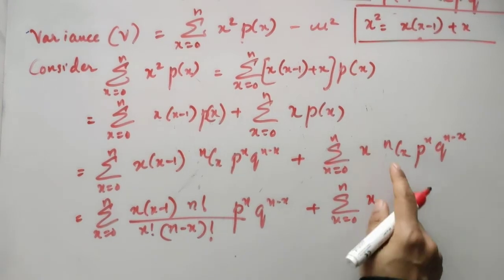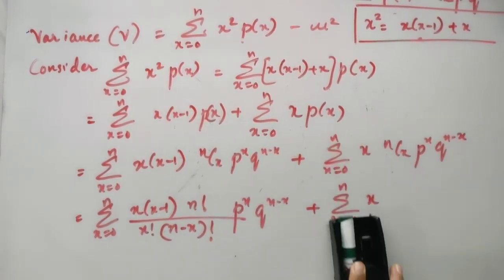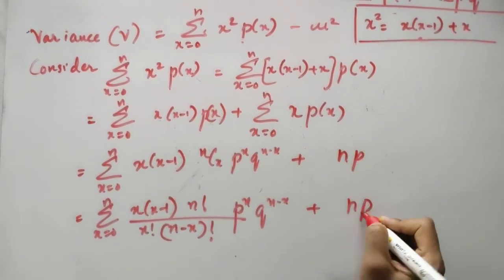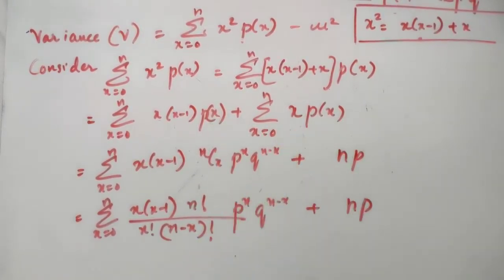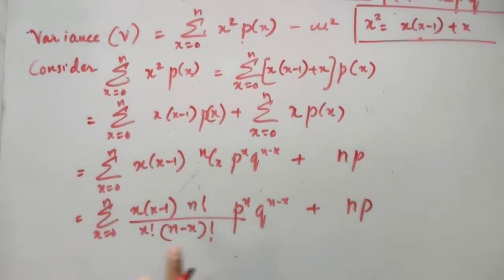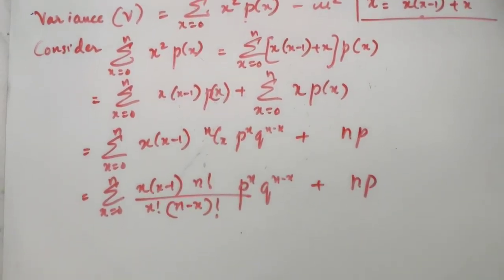Now this thing we have already done, x into p of x. I need not simplify it. It is nothing but n into p. We have done it already. x into p of x is nothing but the mean. Yes or no? This we have already done, so I'm not going to change it. Only this we need to evaluate. So pay attention over here.